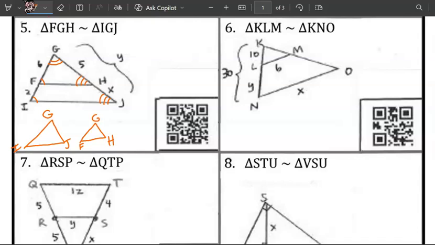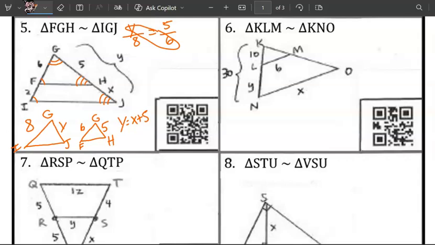Okay, so IG is 2 plus 6, that's 8. And then GJ, we'll call that Y. And then we have 6 and 5 right here. And then notice that Y equals X plus 5. Okay, let's set up our proportion. Y over 8 equals 5 over 6.